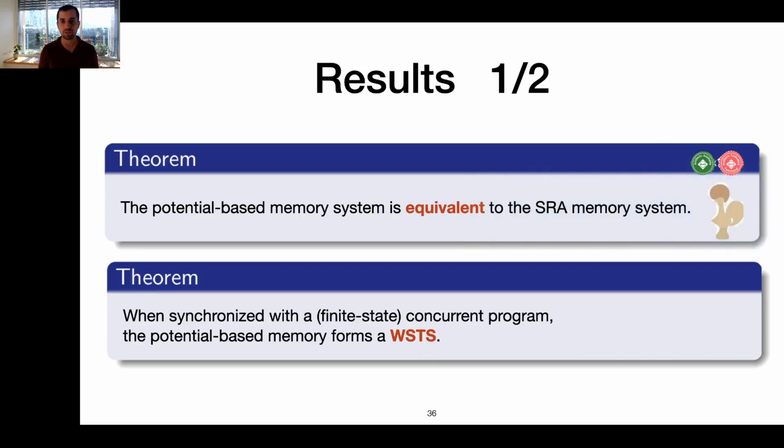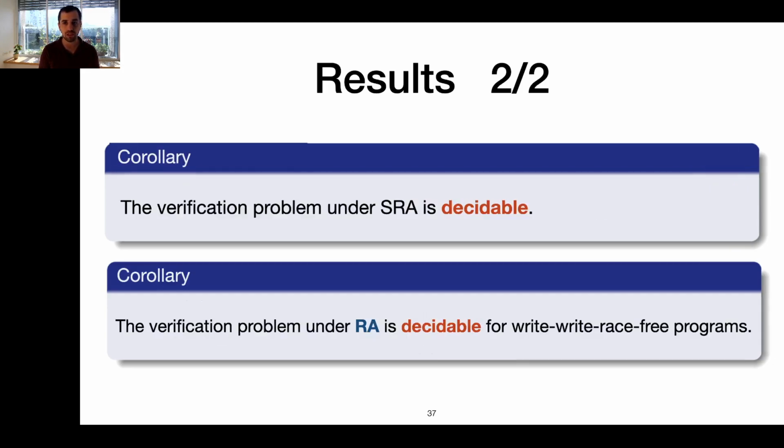Okay, so what did we prove? First, we proved that the potential-based memory system is equivalent to SRA. We did it in Coq, and the scripts are available in the artifact. We then proved that the new semantics forms a well-structured transition system, so we can use it for decidability when it is linked with a program represented as a finite automaton. From that, we have the decidability of our verification problem under SRA.